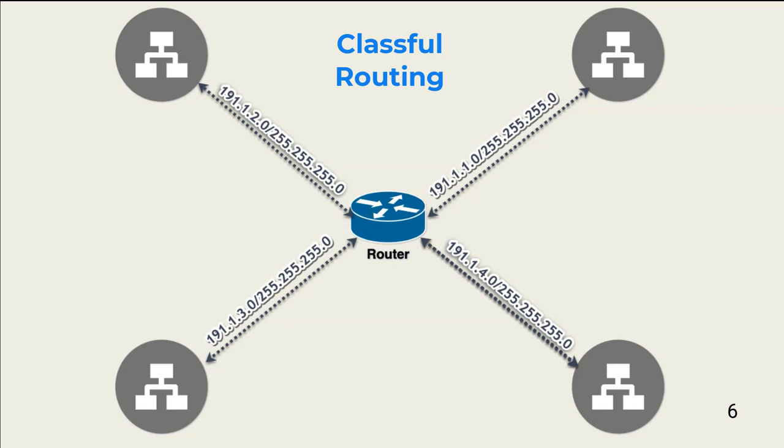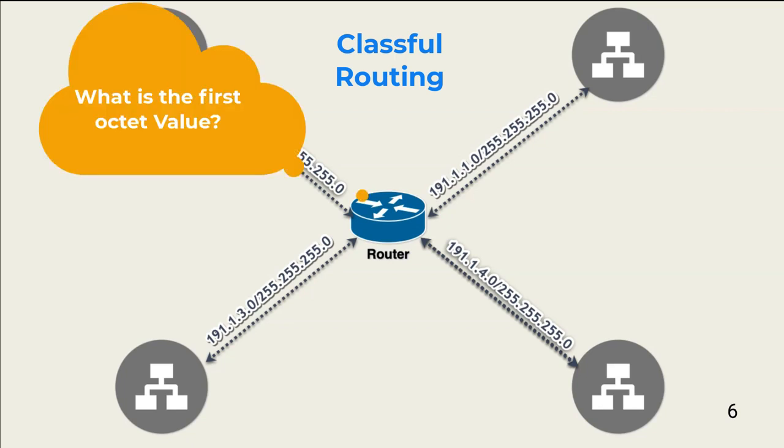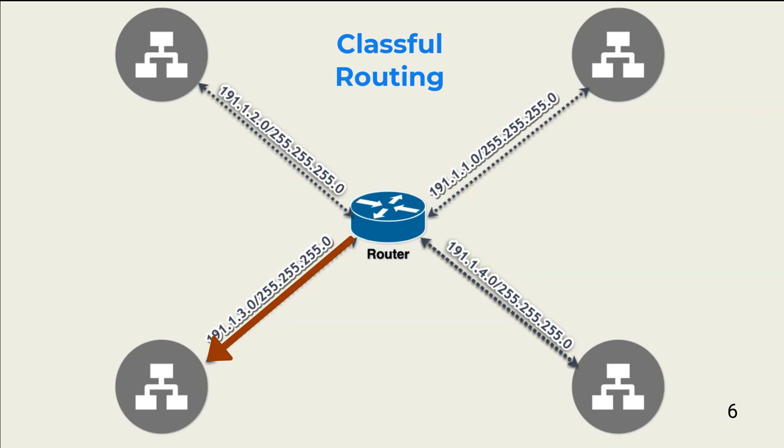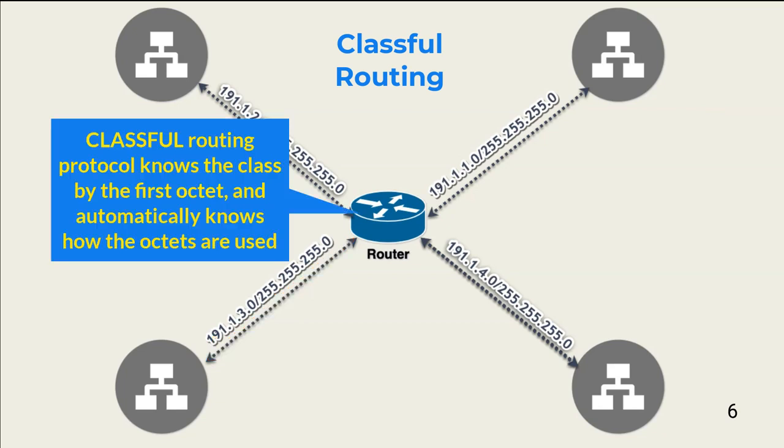When the router sees a packet, it knows it is Class C by looking at the first octet. It then reads the first 3 octets to determine the network address. It then sends the packet out the interface connected to that network. Again, this is classful routing, in which the routing protocol knows the content of the subnet mask because of the value of the first octet.